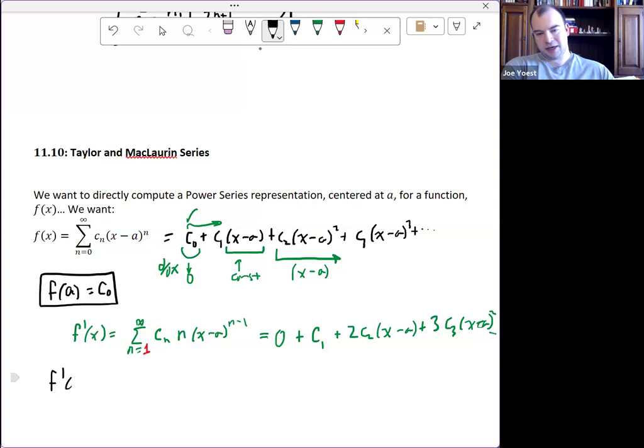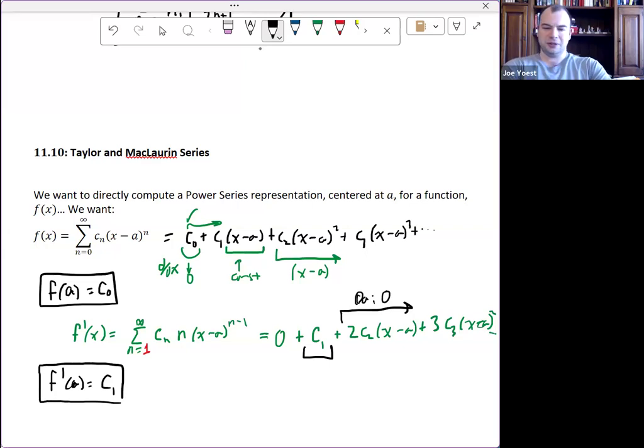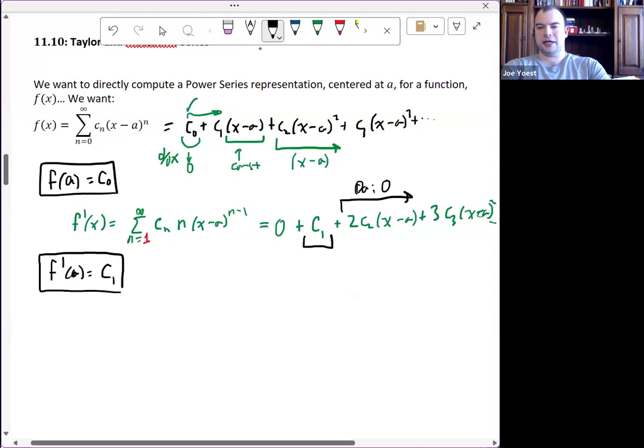So if I do f prime of a, what does that give me? Well, if I plug in a, all of these are 0 at a. My initial first term, that constant c naught, differentiated to 0, and all that is left is c1. Now let's not jump to conclusions too quickly here. It can be easy to do that. Let's do a couple more of these.